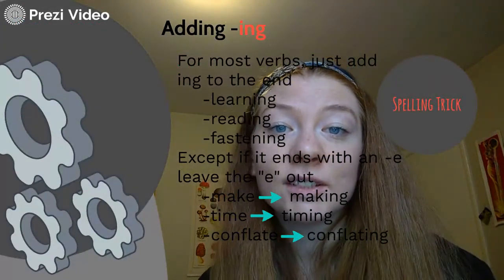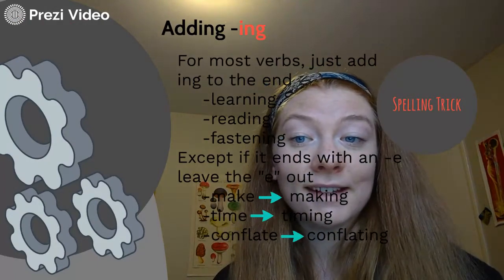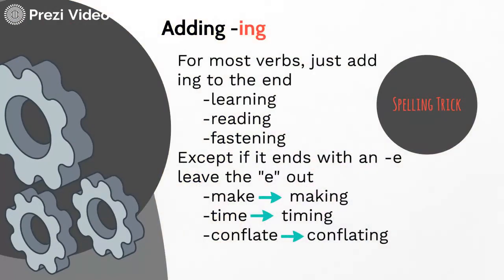So when you add the ing, you usually just add it right to the end. So for example, learning, reading, and fastening. Except if it ends with an E, then you leave that E out and you just add that ing to the end. So make goes to making, time goes to timing, and conflate goes to conflating.